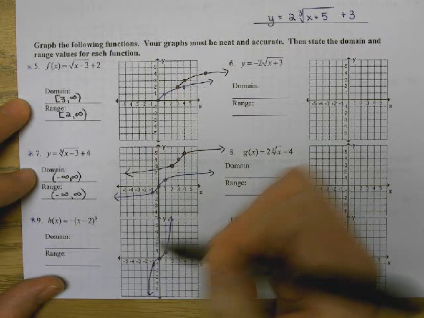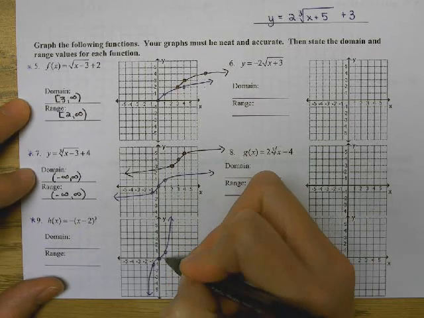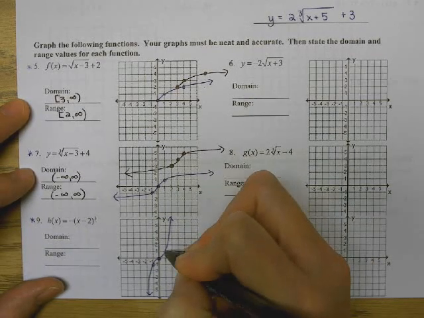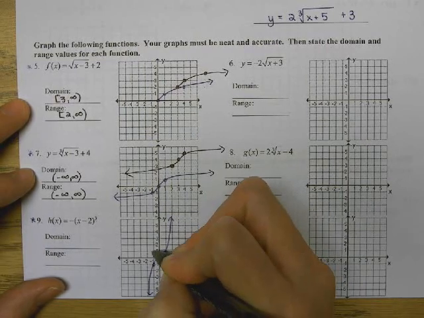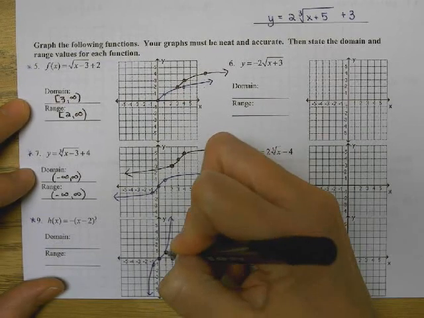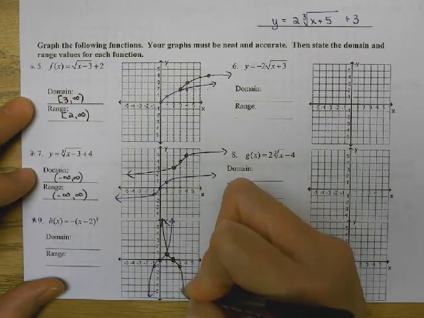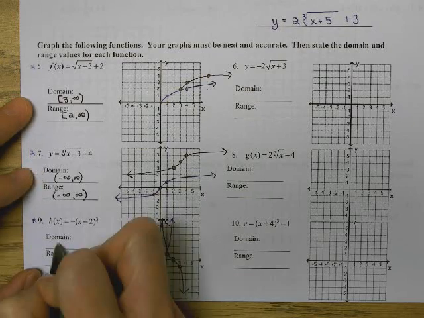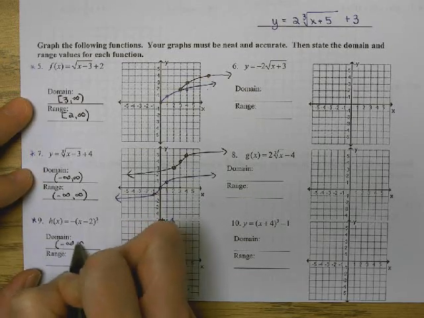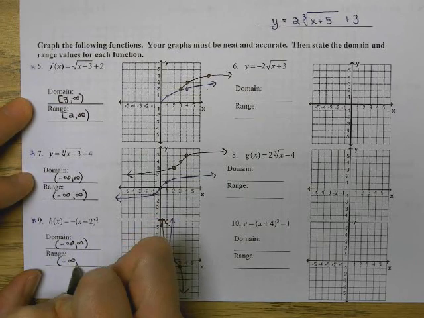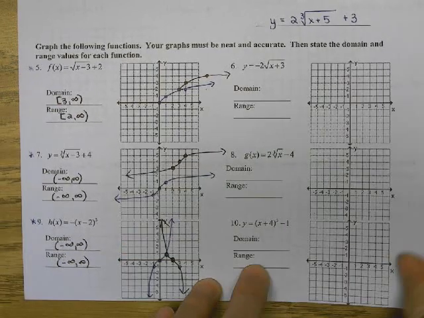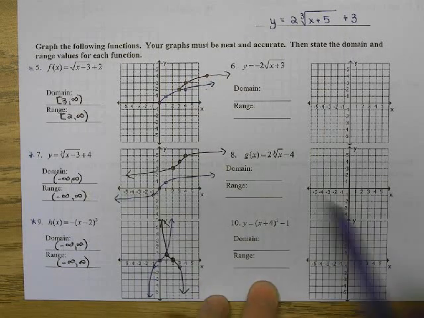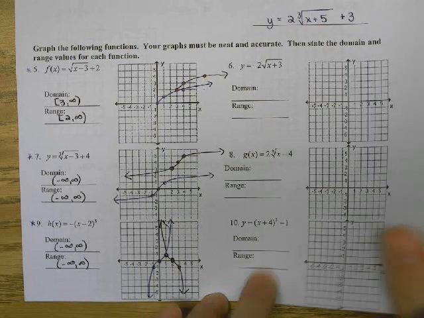So this point right here is not affected by stretches or shrinks or reflections, and then I'm going to move it to the right 2. This one is reflected and then moved right 2. This one is reflected and moved right 2. So now I know my graph is going in the opposite direction. Domain is still negative infinity to infinity. Same with range. Okay, 6, 8, and 10 are basically the same as far as which parent function you started with. There's just different transformations that need to be made.